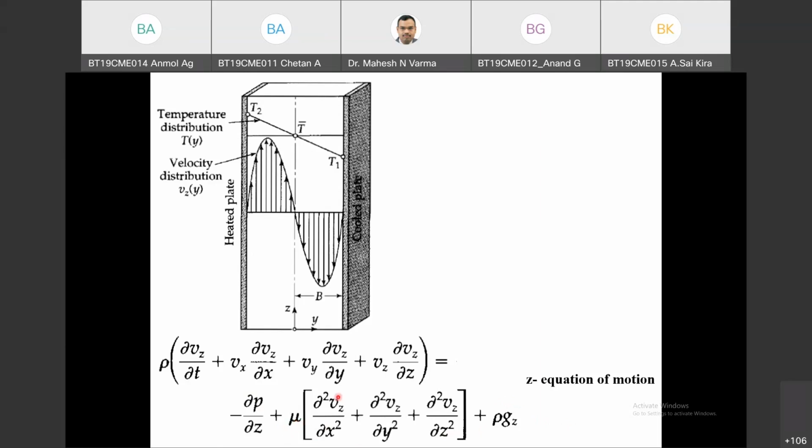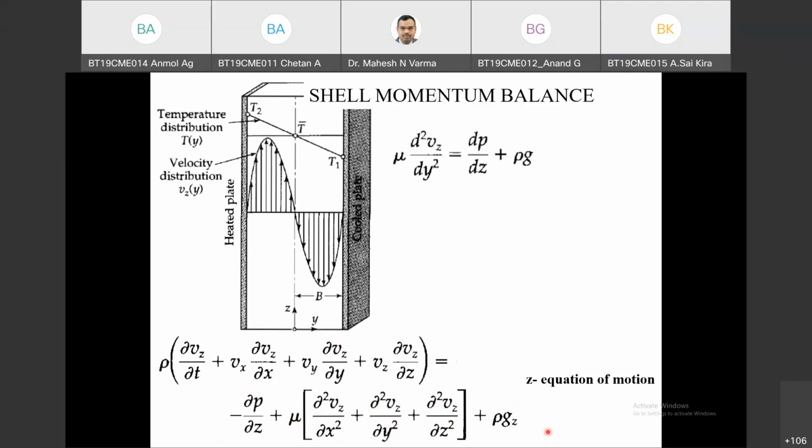And for mu, the variation: Vz is not varying in the X direction, end effects are neglected. Vz is varying in the Y direction. Vz is not varying in the Z direction because end effects are neglected. So this is 0, this is 0, everything is 0. The non-zero terms are this one, the second non-zero term, and the third non-zero term. So these are the non-zero terms actually.